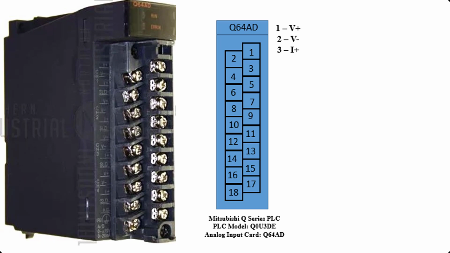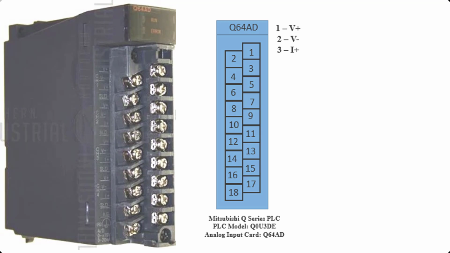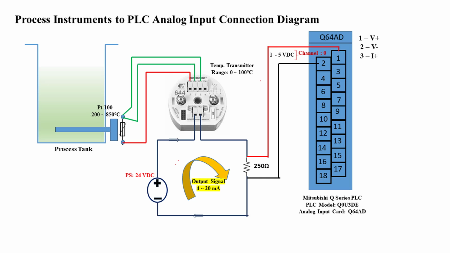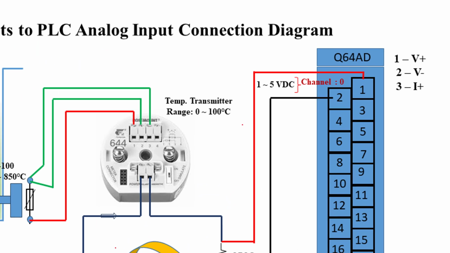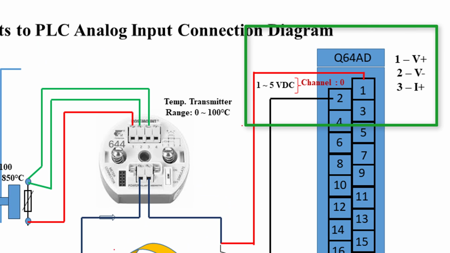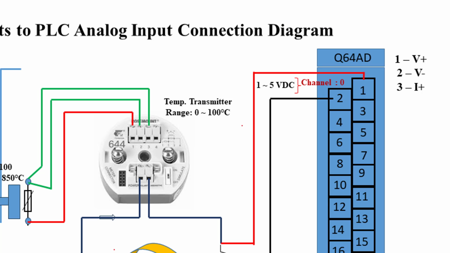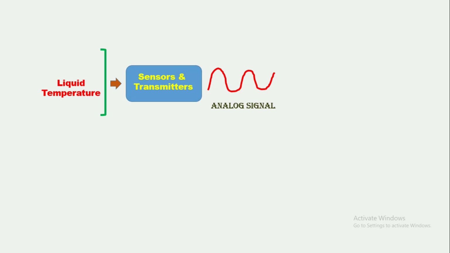As we have considered a voltage signal to feed the PLC analog input, connect the terminals across the 250 ohm resistor to the V plus and V minus terminals of the first analog input of analog input module Q64AD.